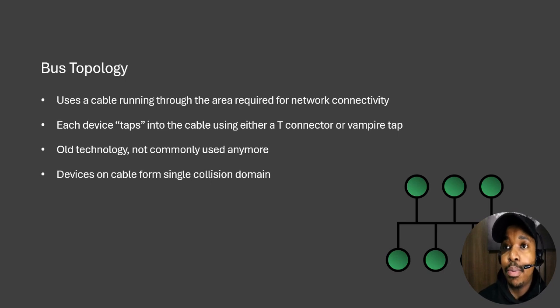The first topology on our list is the bus topology. It uses a running cable through the area required for the network connectivity. Each device taps into the cable using either a T connector or vampire tap. It's actually an older technology which is not commonly used anymore. Devices on a cable form a single collision domain.